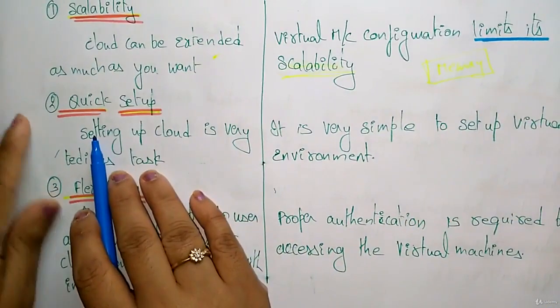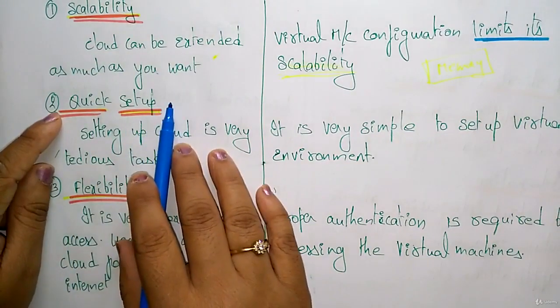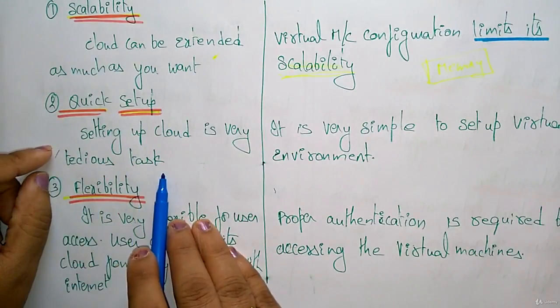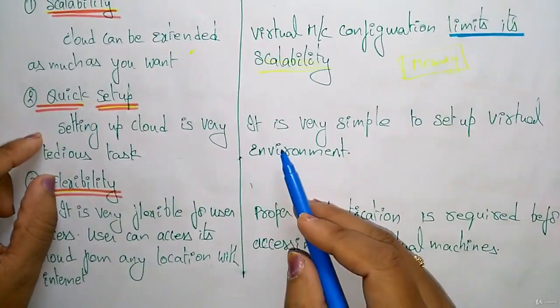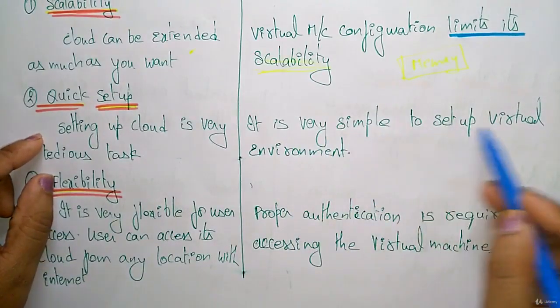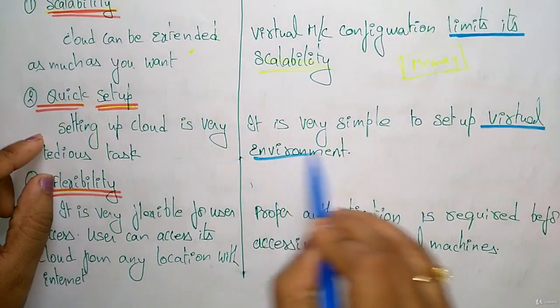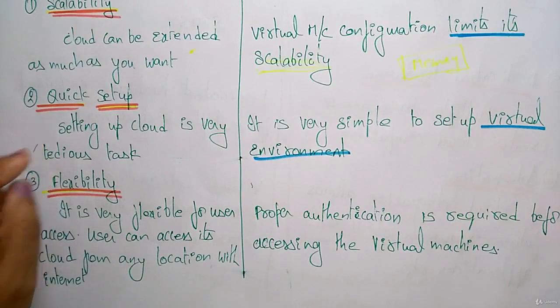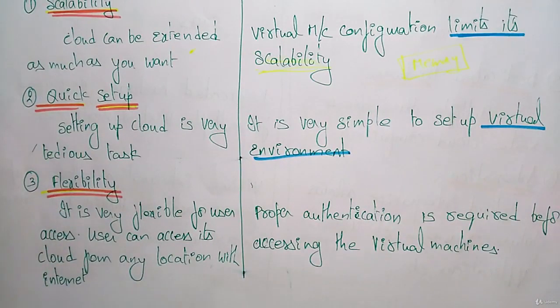Now let's see the quick setup. In terms of quick setup, setting up a cloud is a very tedious task, whereas in virtualization, it is very simple to set up a virtual environment. If you want to create a virtual environment, you can create it yourself. It is an easy task compared to the cloud.